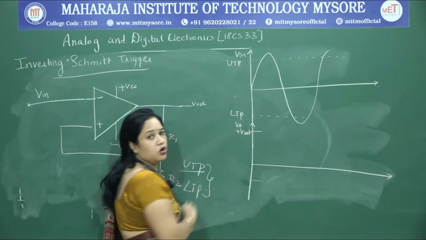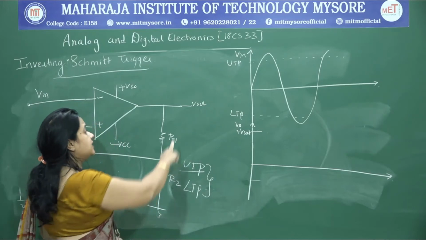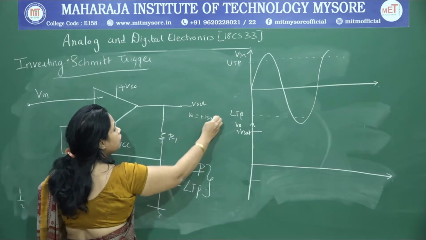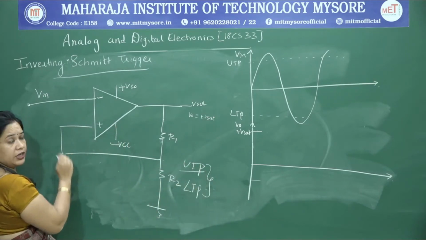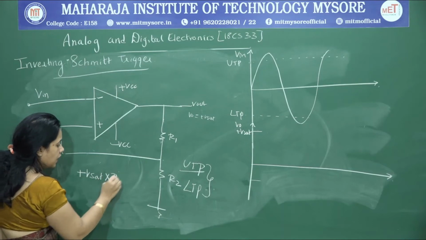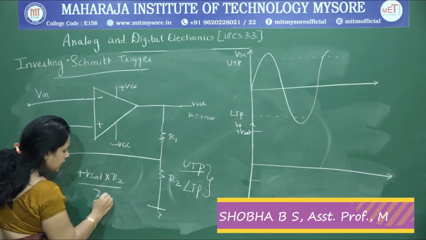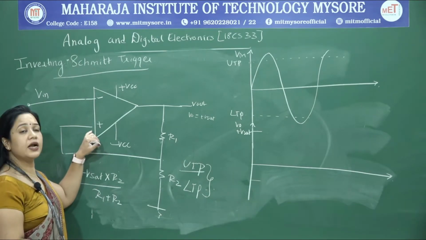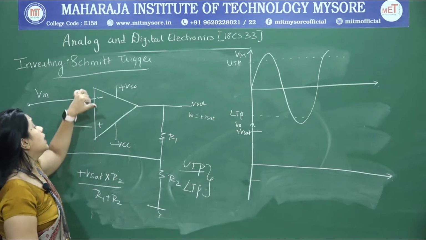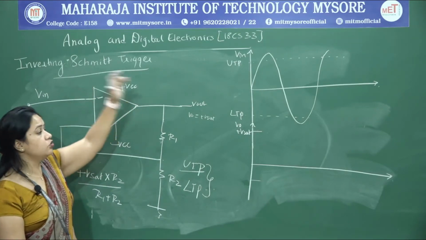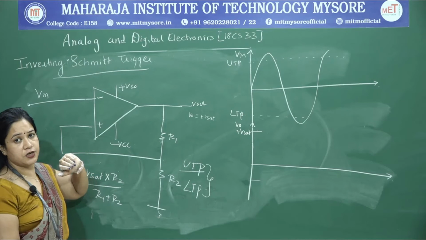So let me assume the output is at plus Vsat. So as a result, now V naught is plus Vsat. What portion of the output is connected back to the input? It is plus Vsat into R2 divided by R1 plus R2. And you are aware, if the input at the non-inverting terminal is greater than the input at the inverting terminal, the output continues to be in its positive saturation.